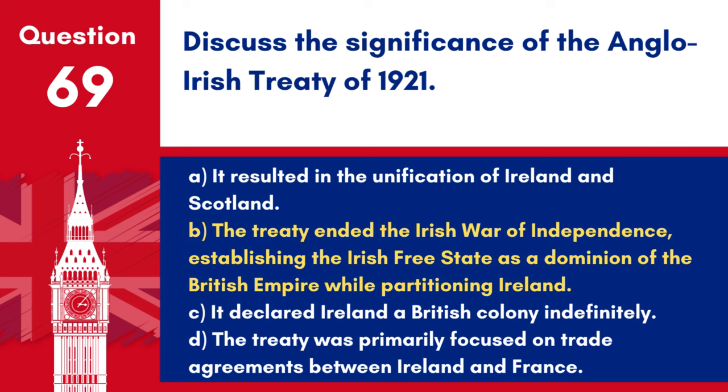Answer B. The treaty ended the Irish War of Independence, establishing the Irish Free State as a dominion of the British Empire while partitioning Ireland. The Anglo-Irish Treaty was a crucial moment in Irish history, leading to the establishment of the Irish Free State and setting the stage for future conflicts over Northern Ireland.